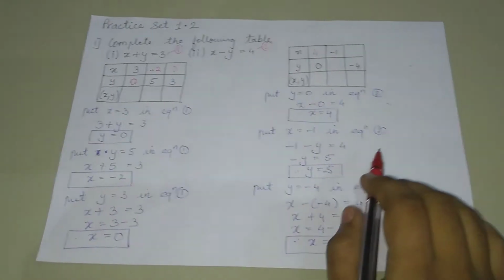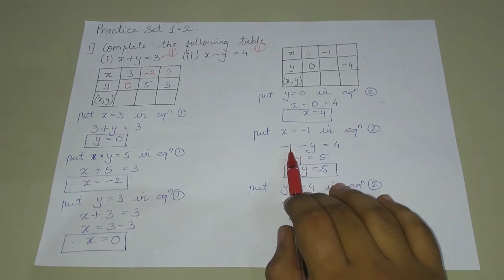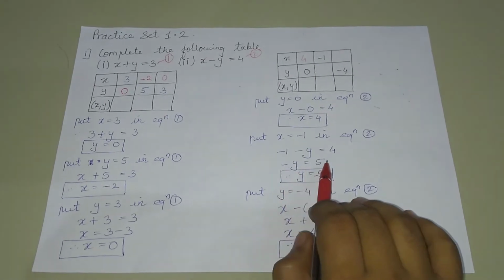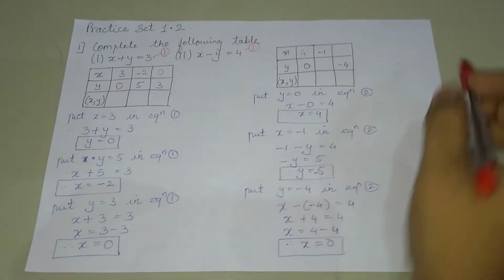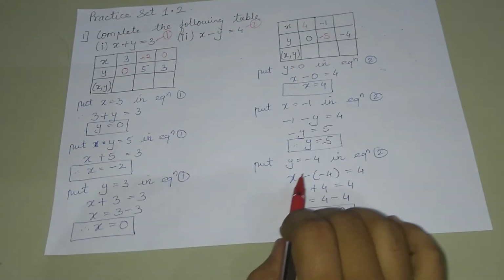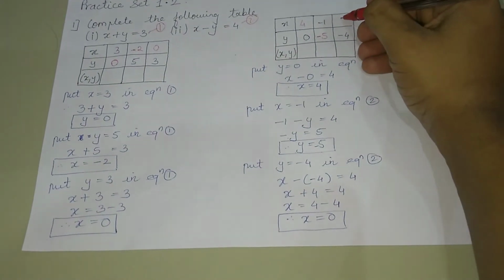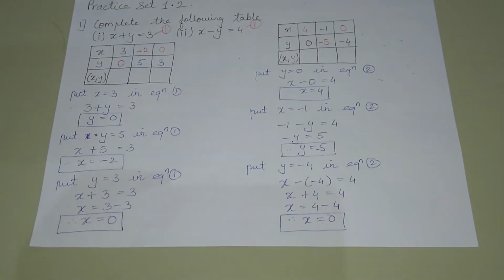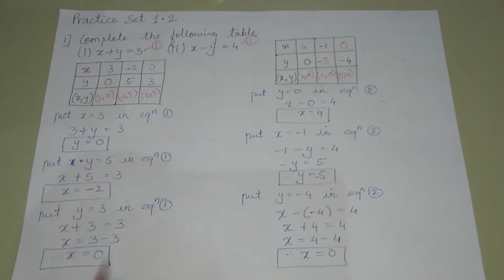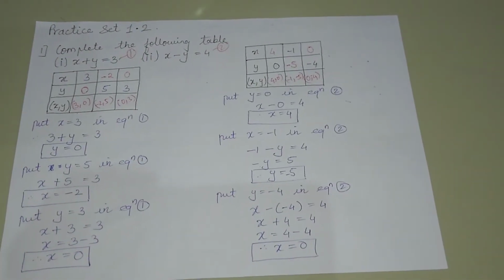Now putting x as minus 1 in equation 2, we get minus 1 minus y is equal to 4, so minus y is equal to 5, and y is equal to minus 5. So we have found this value also. Similarly, to find when y is equal to minus 4, substituting in the equation, we directly get the value of x, that is 0. I will quickly write the ordered pairs. I have written the ordered pairs with the values of x and y that we found. So now we have found our ordered pairs.